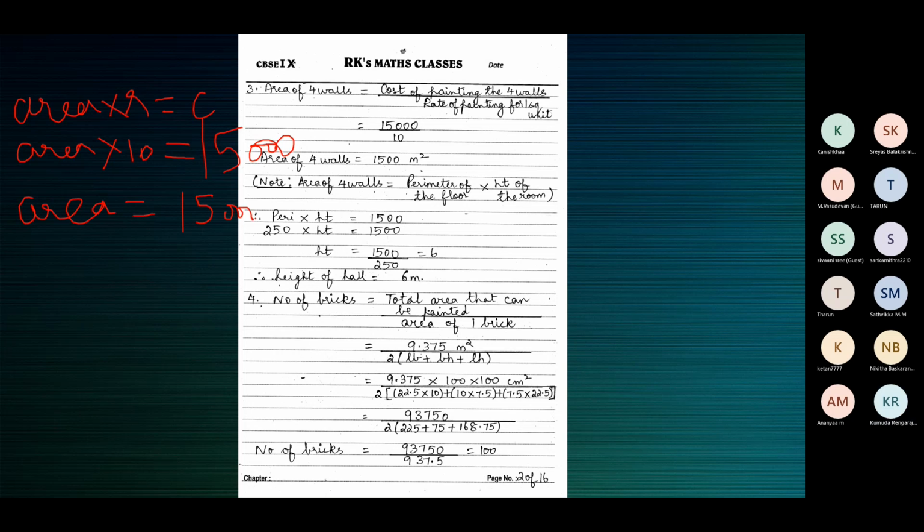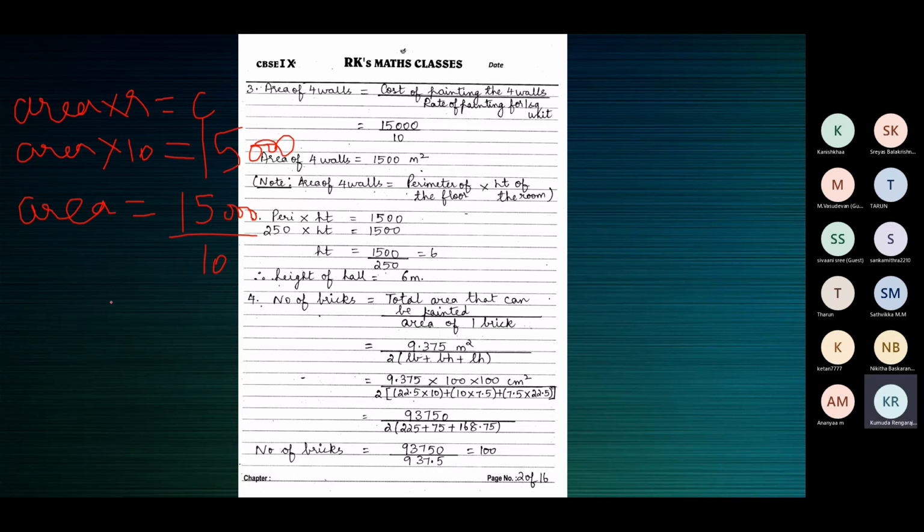divided by 10. Now you may wonder how do you know it is only the area of 4 walls? Why not including the ceiling? The cost is given only for painting the 4 walls. So the area will be the area of the 4 walls. See, if you can go back to the question.